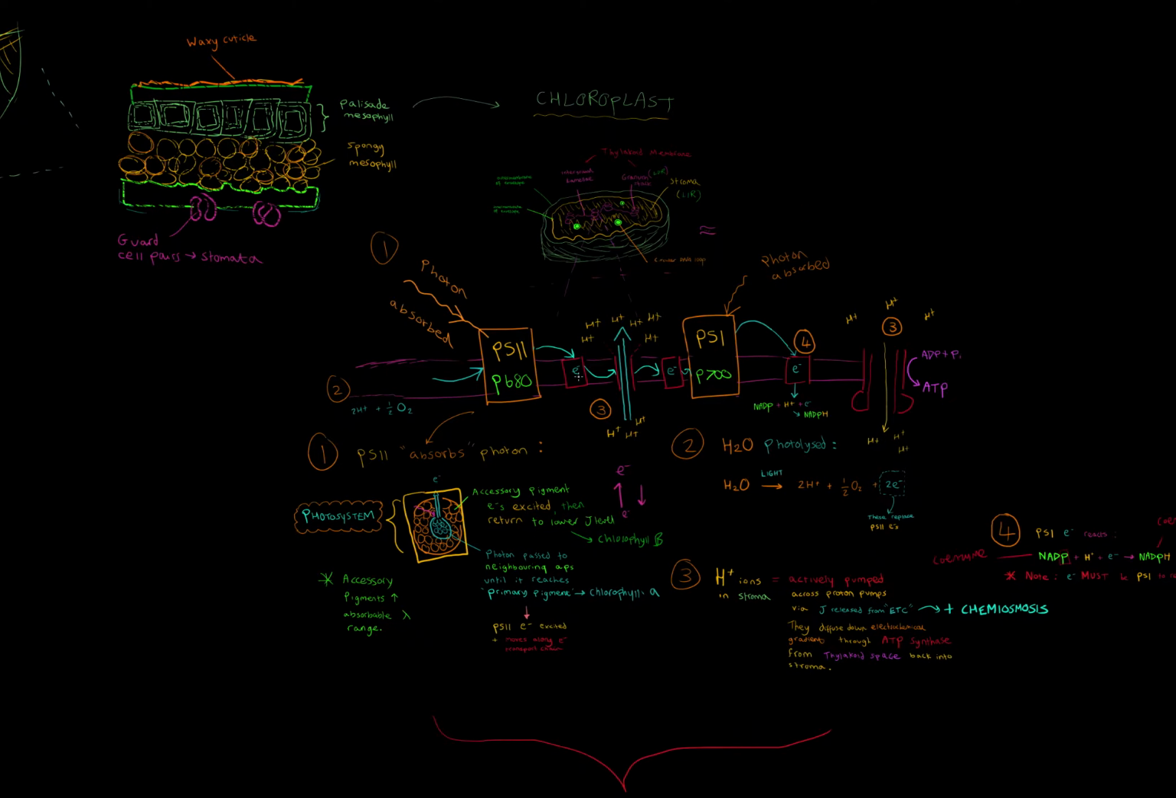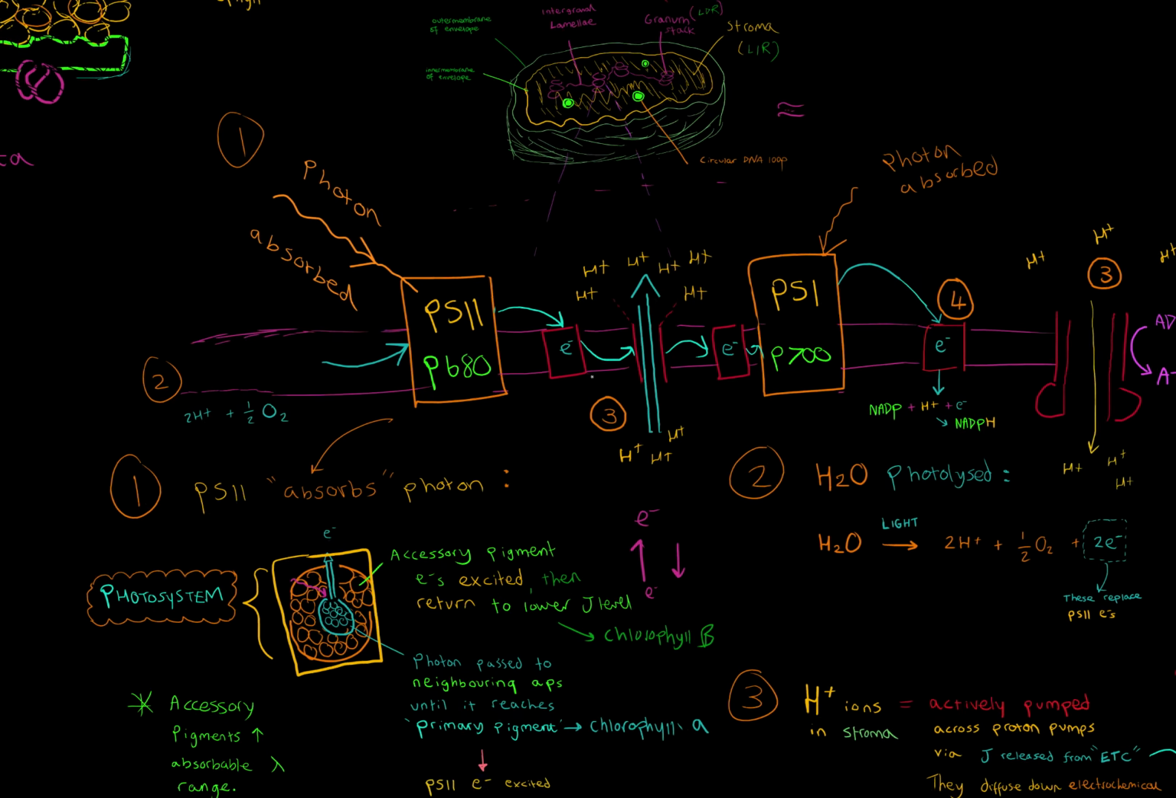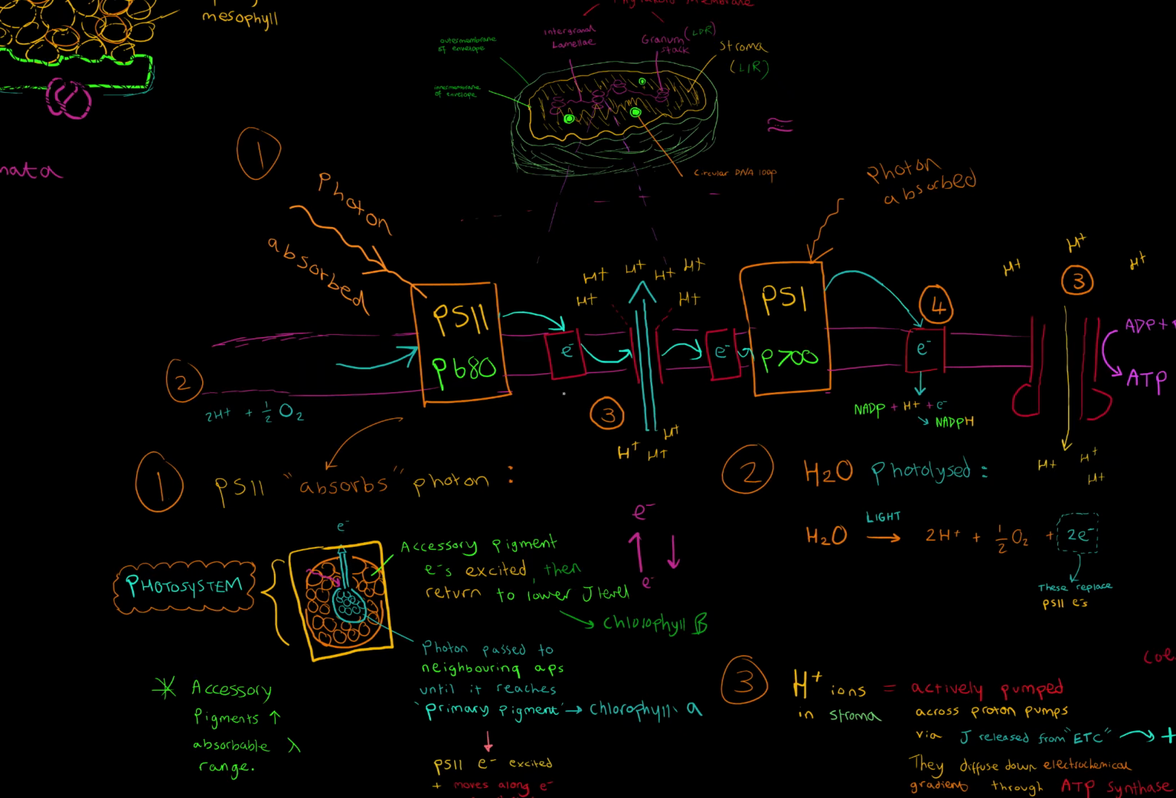So I'll give you a quick run through of everything in this diagram. So these purple lines represent the thylakoid membrane. It's the membrane of a granum, and we've zoomed in on an individual membrane that's basically folded into the granum, and you could think of this like a jumper.